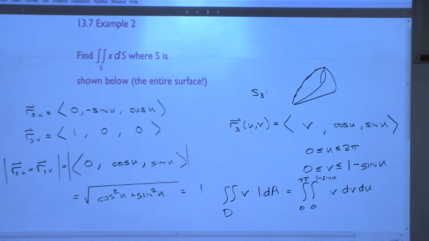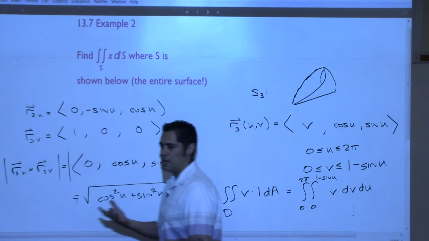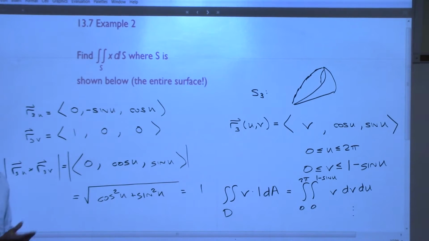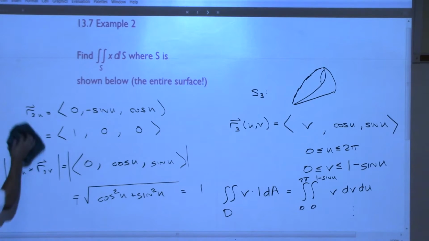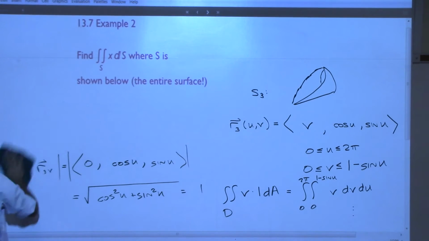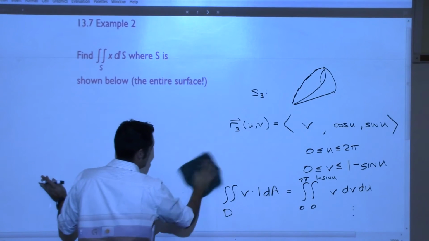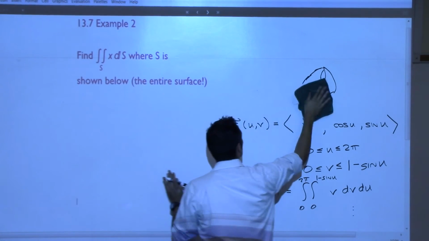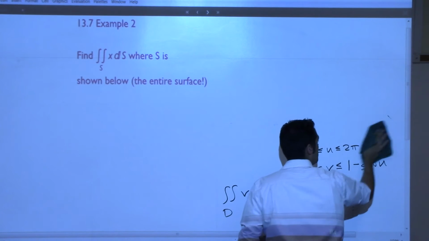Dot, dot, dot, or continue? Dot, dot, dot, okay. Antiderivative 1/2 v squared, plug in. All right. Do you have the idea here? So when you're doing these surface integrals, you always want to look, can you do a shortcut? If you can, do it. If you can't, then you've got to do this.